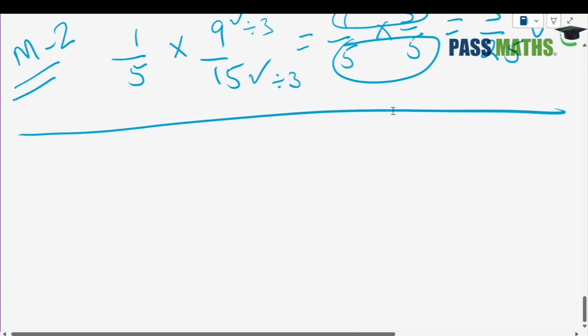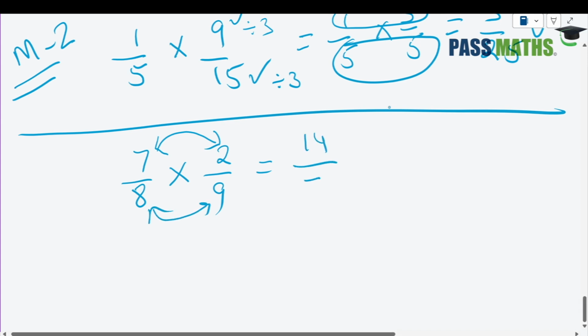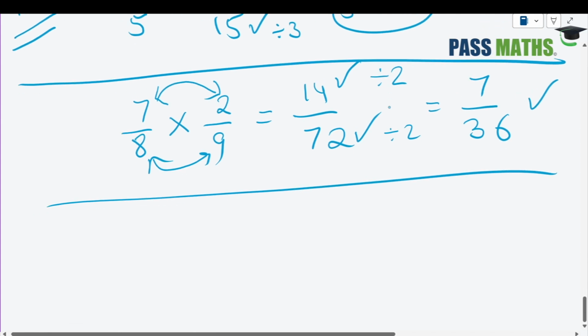Let's try one more question on multiplying fractions. So let's say 7/8 times 2/9. Again, numerator times numerator, 7 times 2 is 14, 8 times 9 is 72. They're both even numbers. That means simply 2 can go into them. Divide by 2, half of 14 is 7, half of 72 is 36. That's my answer.